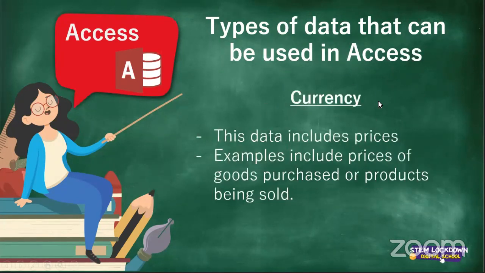The next one is currency. Currency includes data that is in the form of prices. This could be rands, dollars, euros, any type of currency that you want to store in a database would be stored under the data type currency. So this data includes prices, the price of a product that you may be selling, the price of a product that was sold, any type of currency, the amount that an employee earns, the amount that needs to be paid. Any one of these can be seen as a currency type of data.